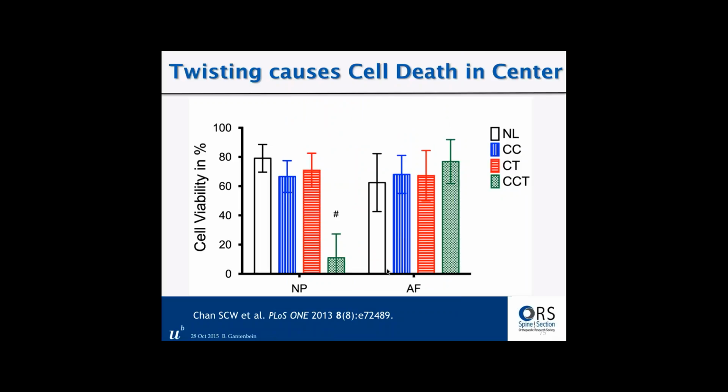And when you look at one of the results that we observed, we found in the center of the disc, in the nucleus pulposus, and on the right-hand side is the annulus fibrosus, this is cell viability in percentage from confocal live-dead staining. We can reproducibly show that when you apply this compressed twisting motion, these cells are just dying in the center, but they're not dying elsewhere in the disc. We now try to understand this by using agent-based finite element modeling to see why this reduction happens. And I think we found some first clues.